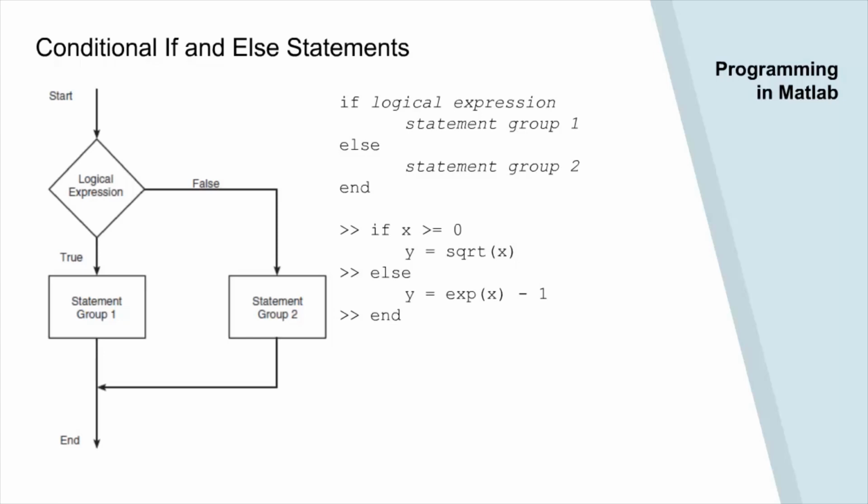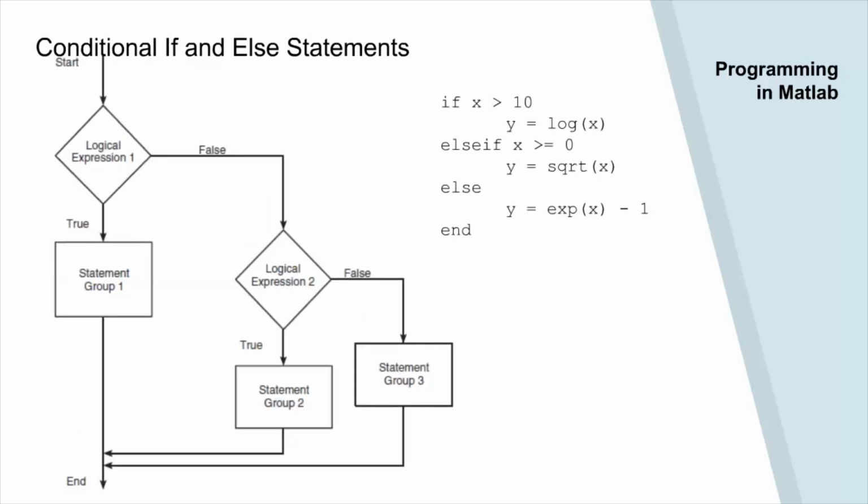So in the code I have done the same. I have written if x greater than equal to 0, then I write y as square root of x, otherwise y as e raised to x minus 1. The else statement can be used with else if to create detailed decision making programs. For example, suppose for x greater than 10, we have y as log of x. For x in between 0 and 10, we have y as square root of x, and for all negative values of x, we have y as e raised to x minus 1. The statement shown here will compute the same y if x already has a scalar value.